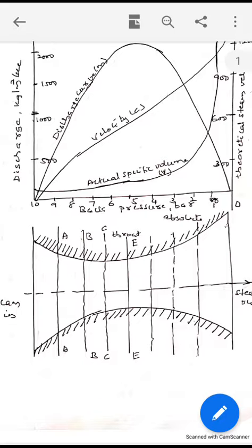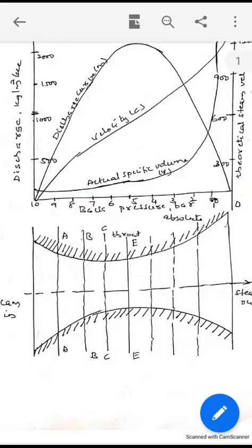So here we will find out the shape of the nozzle, or the cross sectional area A at all the sections, for unit mass flow rate. Let us assume m equal to 1 kg per second.